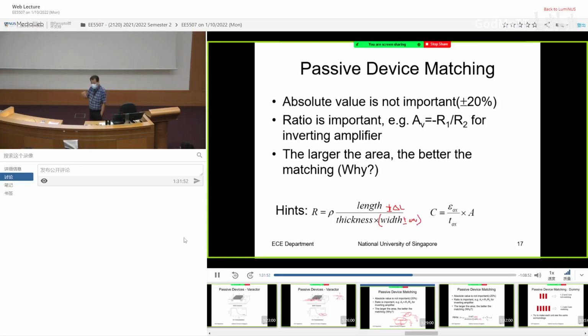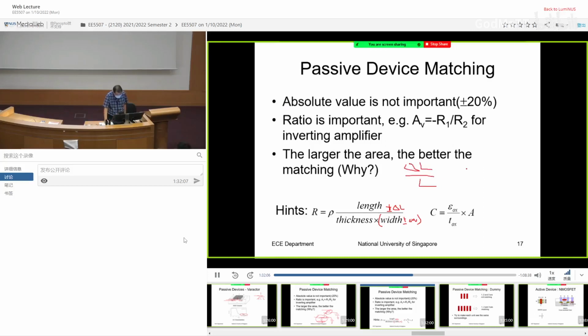And then you go and manipulate the equation. Eventually you will see delta L, delta W over something. That will give you the mismatch. So you will see that a lot of time you end up having delta L over L, delta W over W. So that gives you a reasoning. Why does a larger device improve the matching?